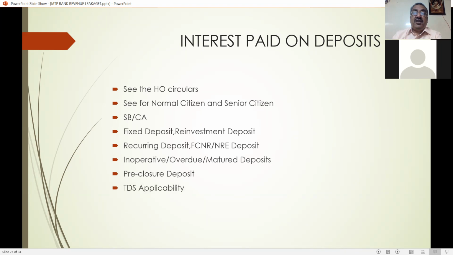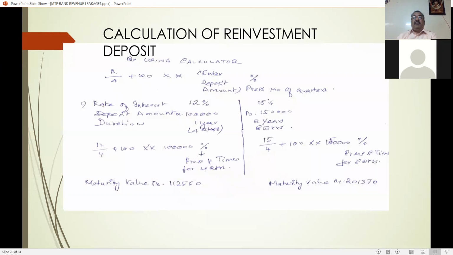TDS is applicable on the interest, and the bankers have to deduct TDS. This is the formula. If you have not calculated, please take the calculator, because this will be the basis on which you can calculate the reinvestment deposit. Here the formula is R divided by 4 plus 100, into directly enter the deposit amount. If it is for 1 year, there are 4 quarters, so you have to press the percentage 4 times.